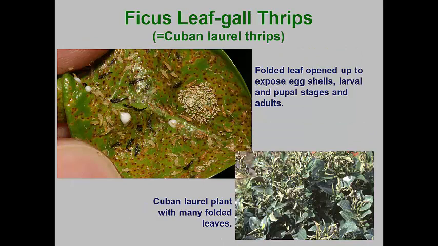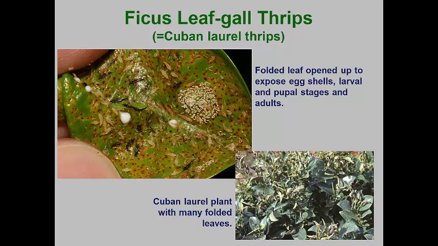There are a couple of species of thrips that attack various fig trees. Most cause young fig leaves to fold over, which provides a protected site for the thrips to reproduce. The adults of the Ficus leaf-gall thrips, which is more commonly known in Florida as the Cuban laurel thrips, are a fairly large and black species.